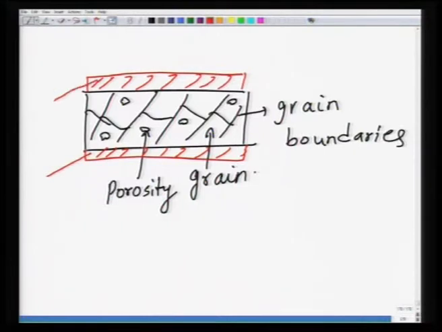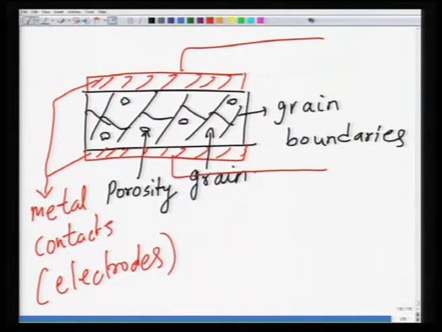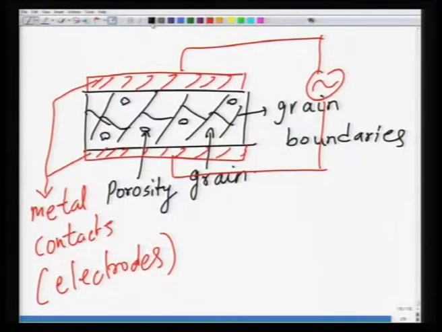So, these are nothing but your metal contacts, which technically are called electrodes, and these two are connected to an electrical circuit where you apply the field. Now, when you apply a field, not only do you have polarization mechanisms active in the dielectric material.